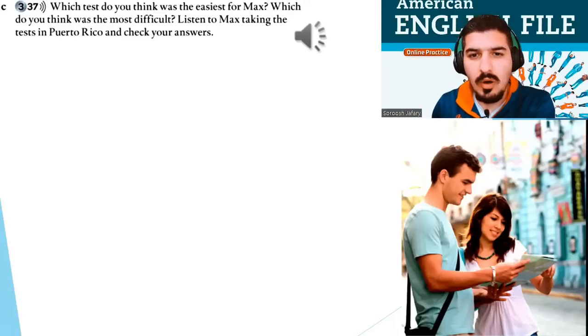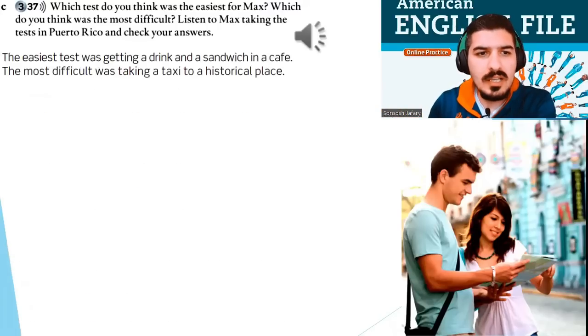Okay, so check your answers with your friends. Okay, so the easiest test was getting a drink and a sandwich in a cafe, and the most difficult was taking a taxi to a historical place.